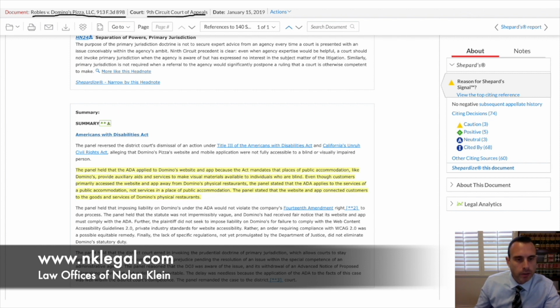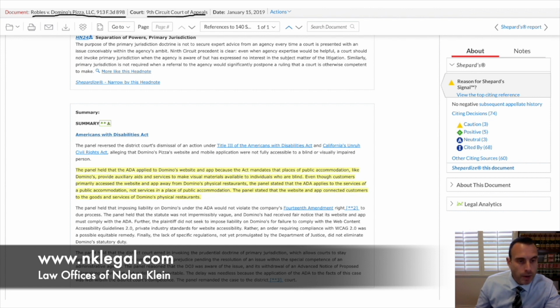So the panel held that the ADA applied to Domino's website and app because the act mandates that places of public accommodation like Domino's provide auxiliary aids and services to make visually available materials available to individuals who are blind. And of course, we just read directly from the regulations ourselves where it says that.